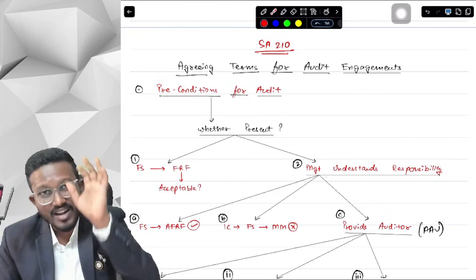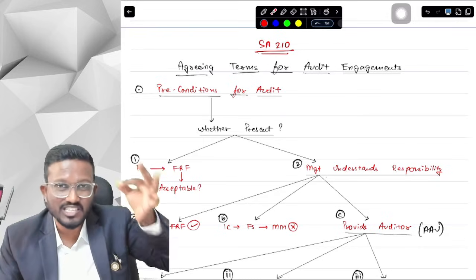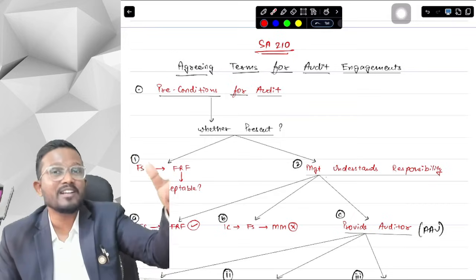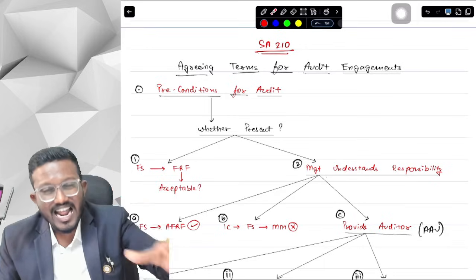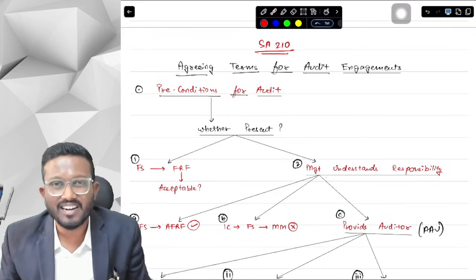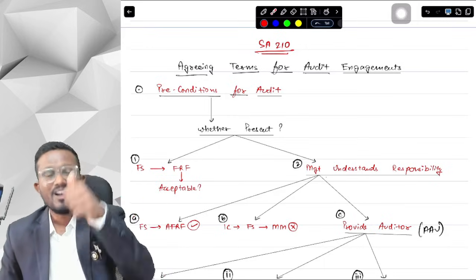You know that for every contract there are terms and conditions mentioned, so we will also have to mention our terms and conditions with the client, and we need to agree each other's terms and conditions, and then we can start our audit. Okay, yes sir.